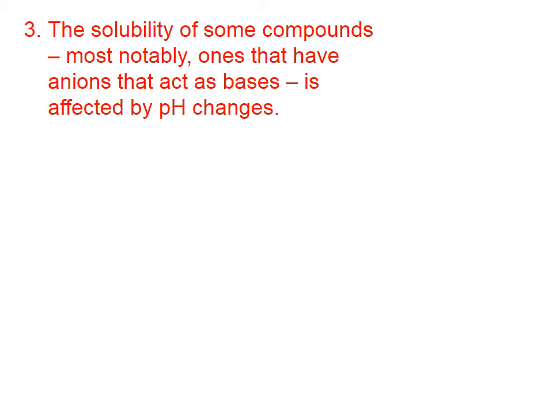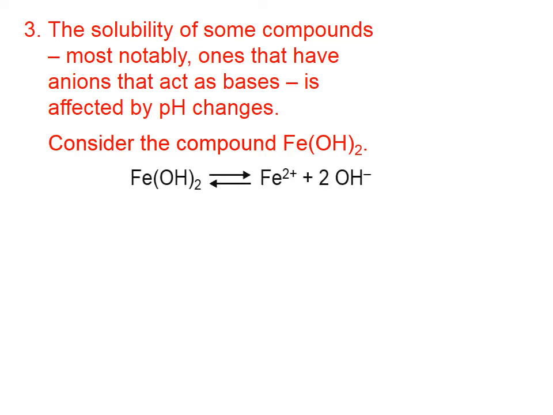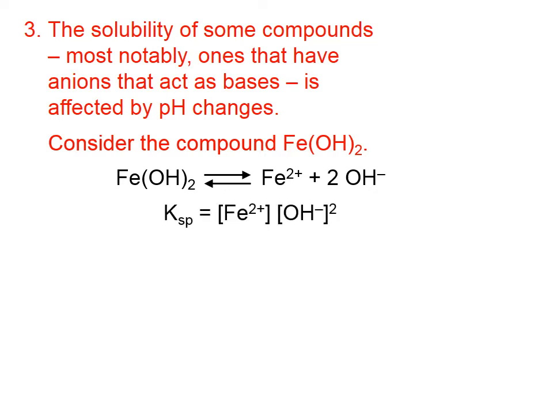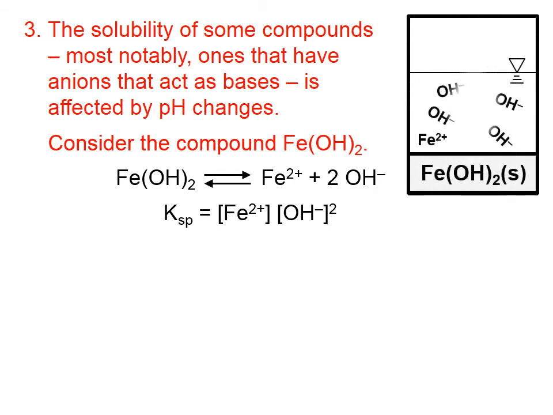Thirdly, the solubility of some compounds, most notably ones that have anions that act as bases, is affected by pH changes. Let's consider this compound, iron 2 hydroxide. It is an insoluble salt, but there are a small number of iron 2 and hydroxide ions that will dissolve out into the solution. Our Ksp expression would look like that.